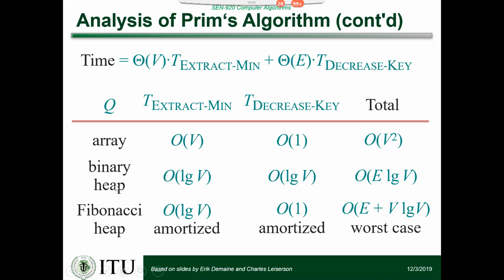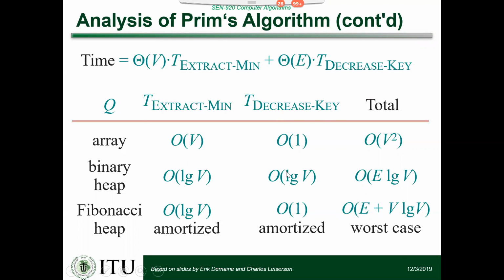So for min heap, extract min takes log of v, log n, where n is equal to the number of elements in the priority queue, which is equal to the number of vertices. Remember, the priority queue stores all the vertices at the beginning, and we extract one at a time. So the extract min takes log of n, log of v, and the decrease key takes log of v.